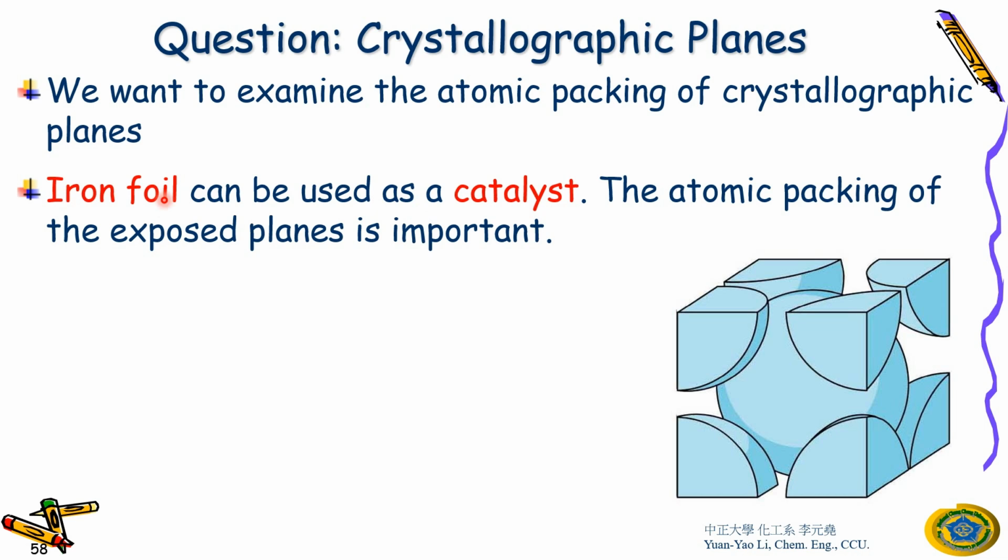Okay, anyway, but in this case, if you have a lot of catalysts on the surface, that means the chemical reaction will be quicker, and the chemical reaction will be easier.